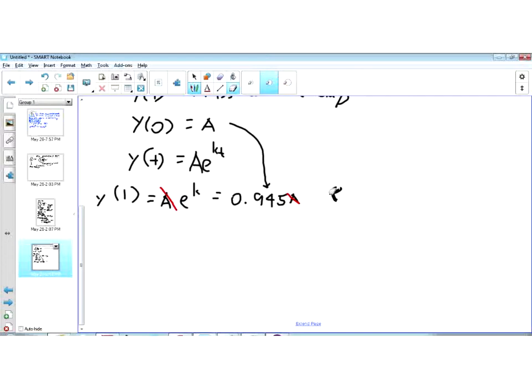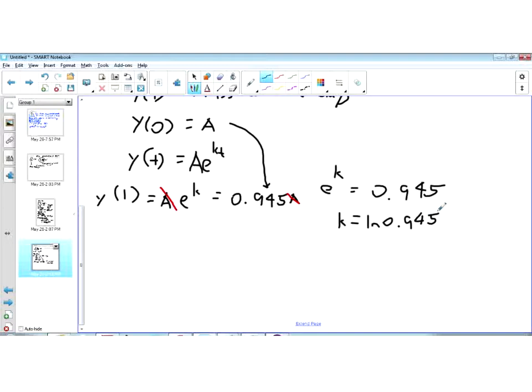And so we have e to the k is equal to 0.945. And so taking the natural logs of both sides, then k is equal to the natural log of 0.945. Okay, and so that answers the question. Okay, so we need to know the half-life. All right, so what is the half-life?